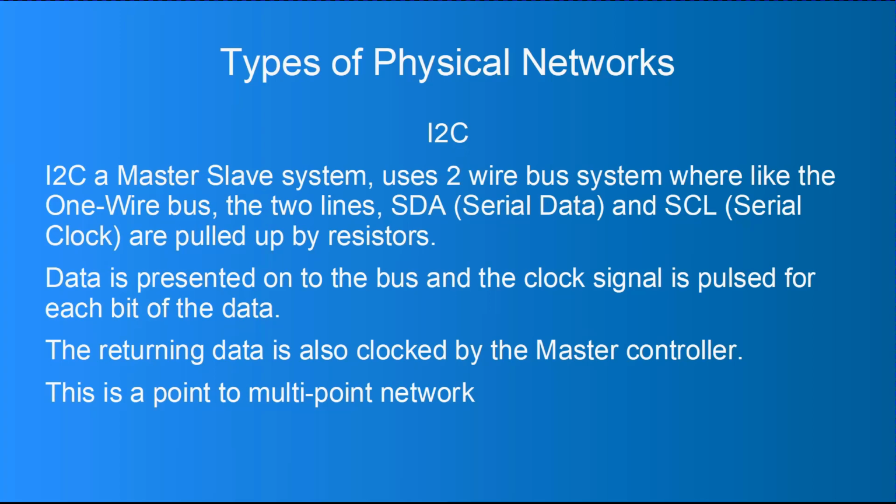This is also a point-to-multipoint network. That is, the protocol that is transmitted, the sequence of data that's sent, contains an address. So the master will send to an address, please respond with this data, and then the slave is permitted to respond with it being clocked by the master.